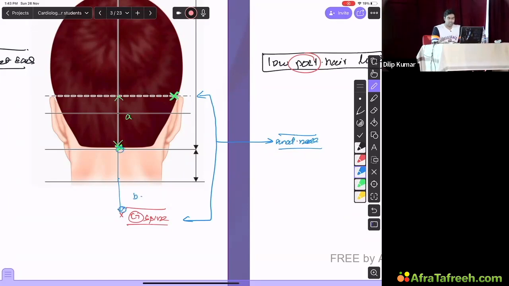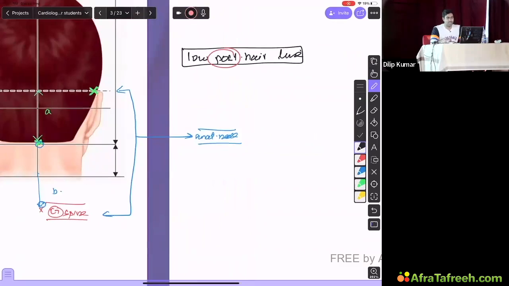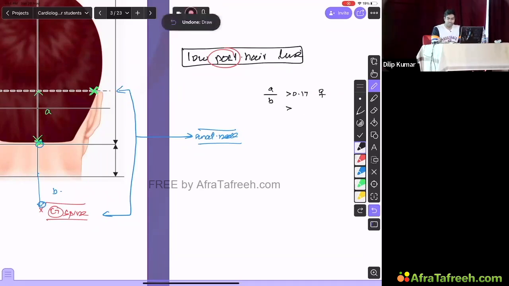So generally speaking, even though diagrams will not show it adequately, if you take the ratio of A by B, usually A will be much lesser and B will be very high. Which means from the hairline to the C7 spine, the distance will be more compared to the external occipital protuberance to the hairline. If the A by B is more than 0.17 in males, or more than 0.25 in females, it's considered to be the definition of low posterior hairline.